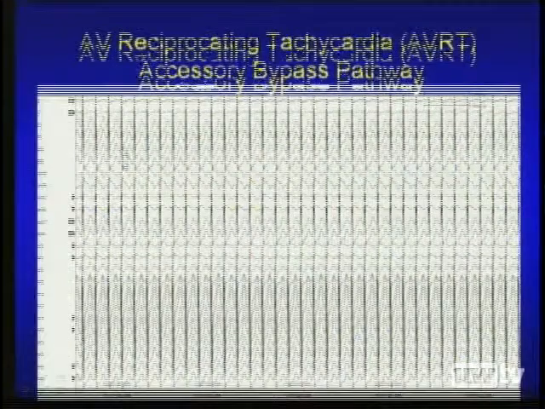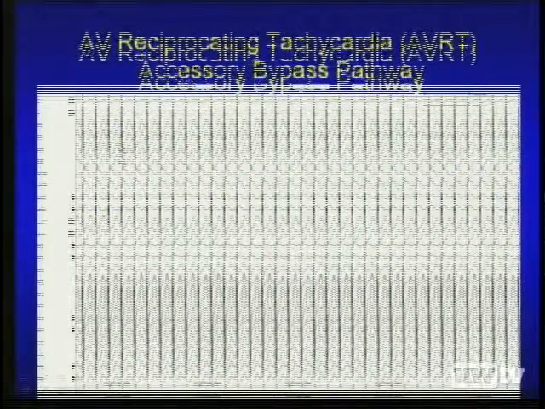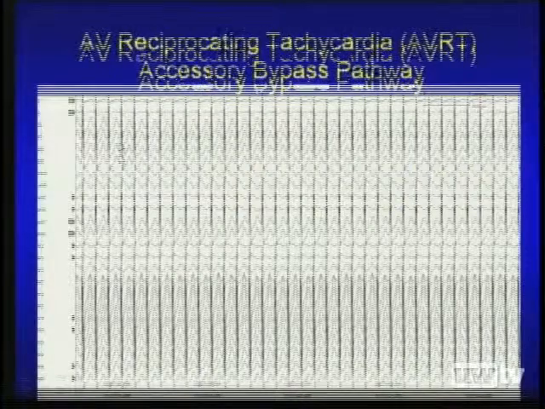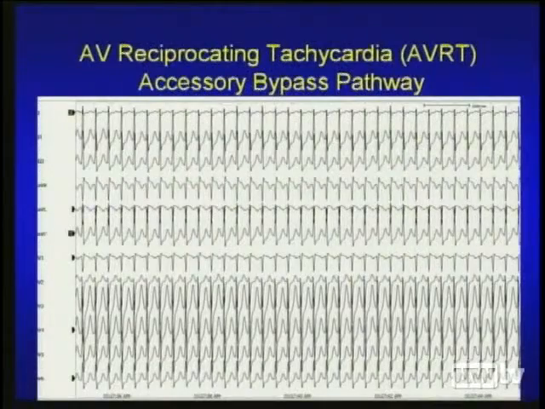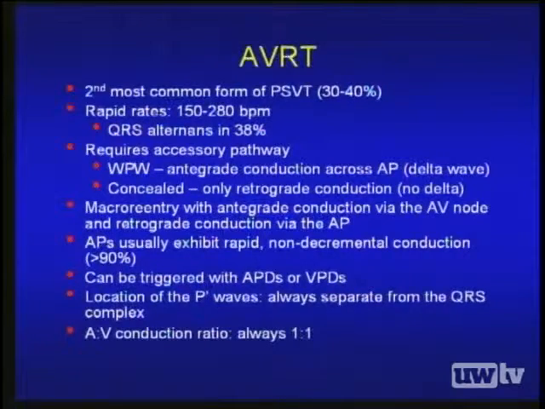If you can identify the retrograde P waves, they'll fall later than those noted in the previous rhythm because it's a macro reentrant circuit. It is the second most common form of PSVT, accounting for about 30 to 40% of the cases, and tends to have very rapid rates, almost reaching 300 beats per minute. Because of the rapid rates, you may see QRS alternans, or every other beat has a different voltage level in the QRS complex in up to about 40% of patients.